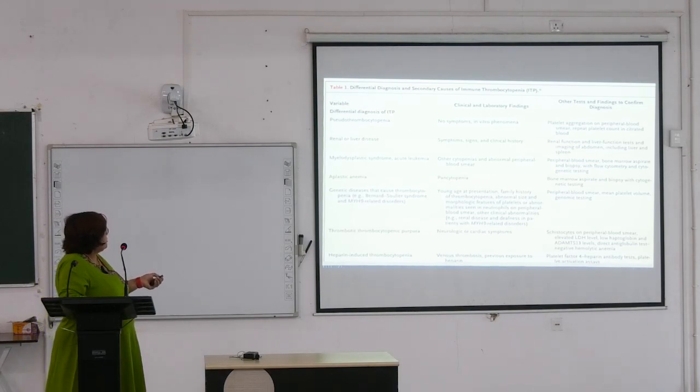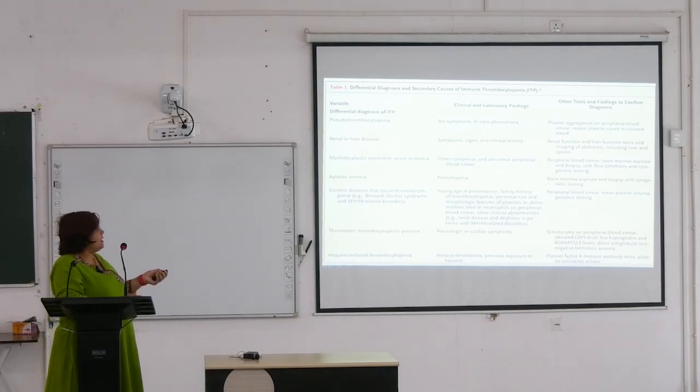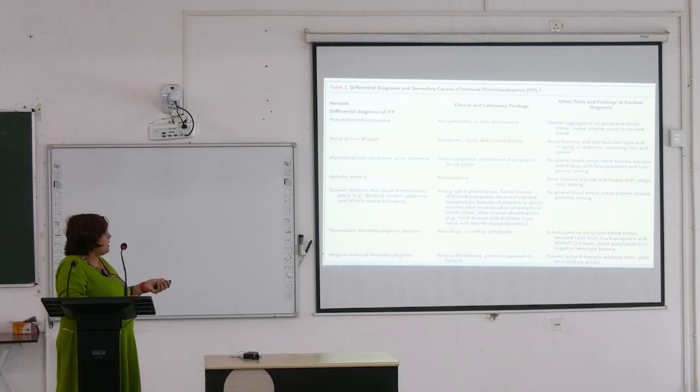There is pseudo-thrombocytopenia. There is no symptom and it is completely an in vitro phenomenon. There is more platelet aggregation in the peripheral blood smear, and repeat platelet count in citrated blood will give you the actual platelet count. In renal or liver disease, there are signs and symptoms which will match the clinical history of renal and liver disease, and renal and liver function tests can be done.